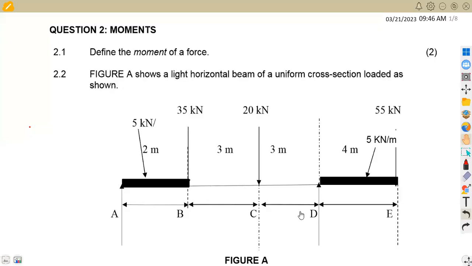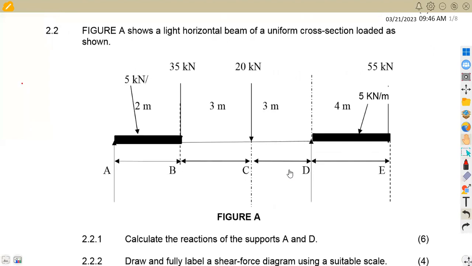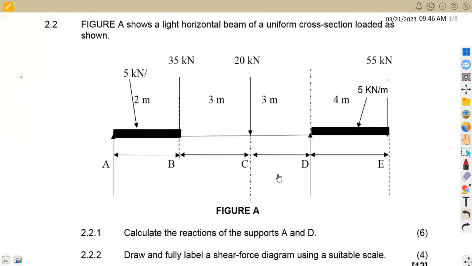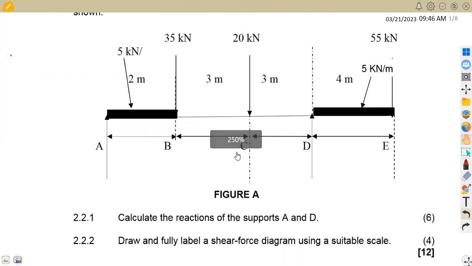Let's check the other part of the question, which is 2.2. We are given Fig A, which shows a light horizontal beam of uniform cross-section loaded as shown. We are asked to calculate the reactions of the supports A and D. A is a support here, and D is a support also.